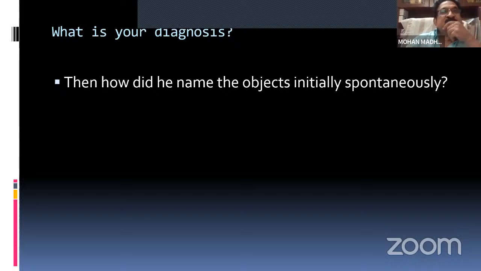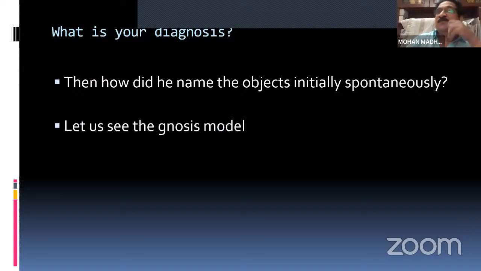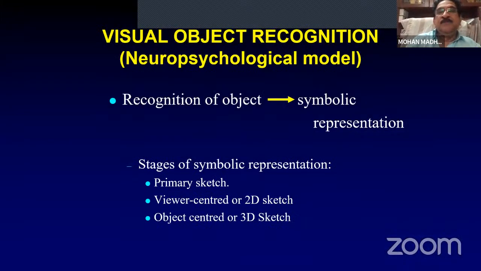Now, this is Joy's question. How did he name the object initially, spontaneously? For that, I will tell you the gnosis model to understand how this is possible in such patients. Again, I will take 2 minutes to explain it from the basics.